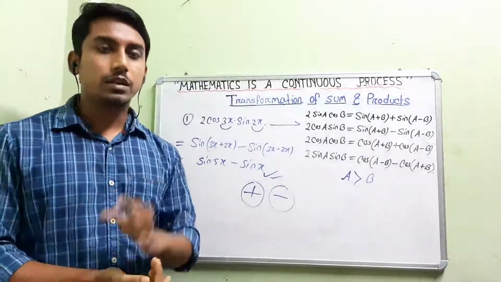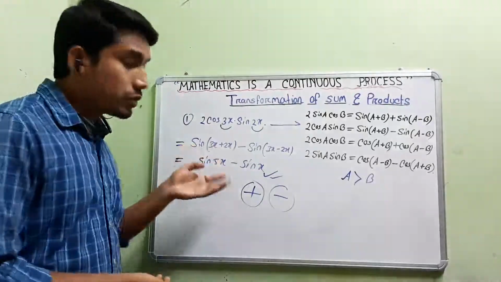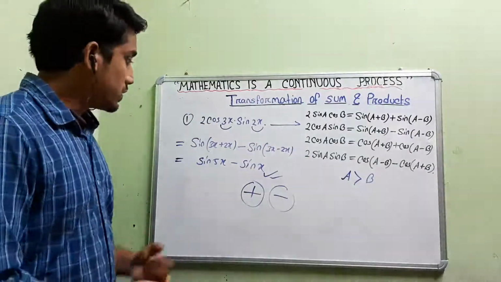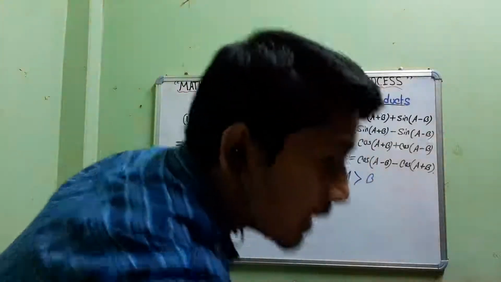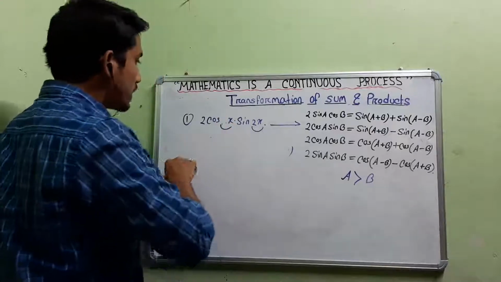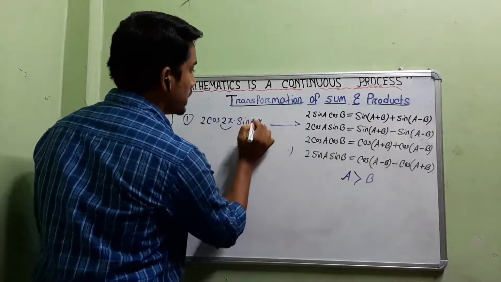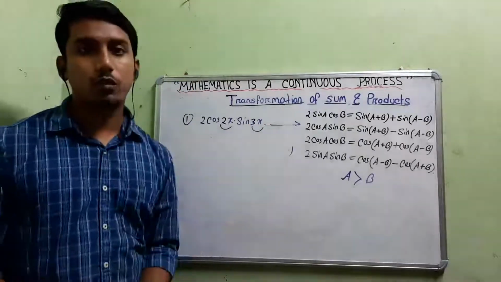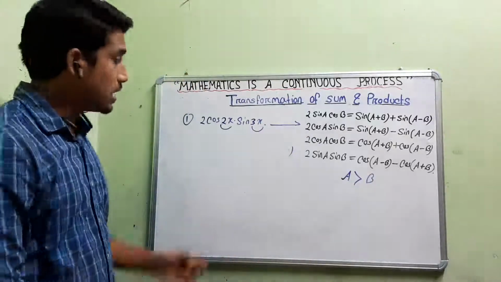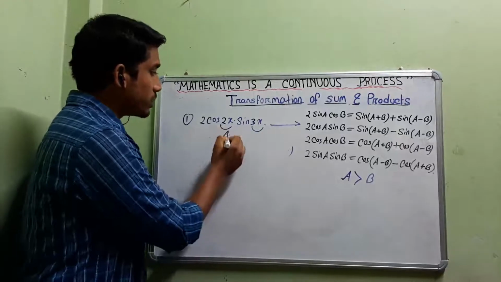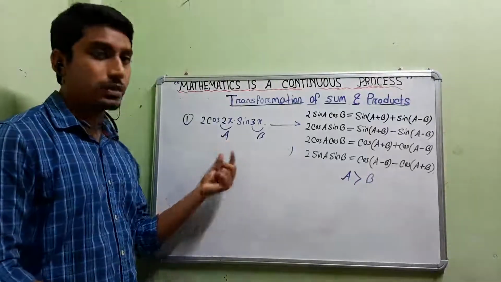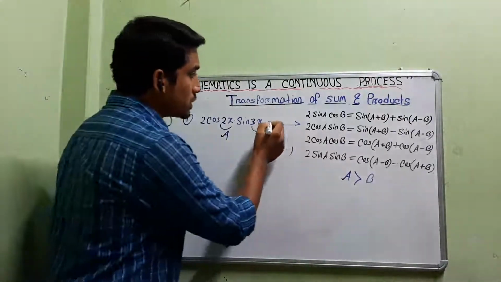In my last video I discussed the problems where I transformed from sum to product. Using these 4 formulas we will transform from product to sum. Now sometimes the questions may be given in this way: cos 2x sin 3x. At that time you will not use the second formula, because I told A should be greater than B. If I use the second formula here, in place of A will be 2x, in place of B there will be 3x. But we can see that A is not greater than B, because A is here 2x, B is here 3x. So at that time we will use the first formula.